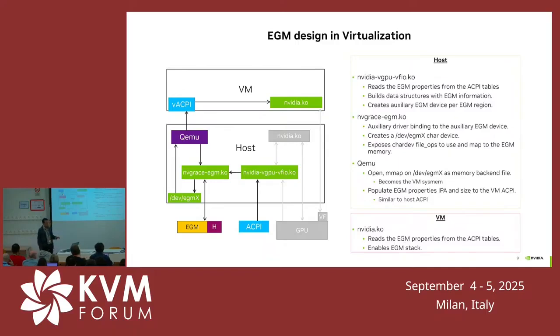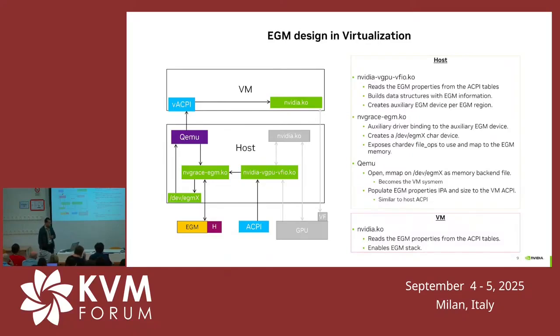So the QEMU would open this device that I just mentioned, right? That would be passed to QEMU as an argument, as a memory backend file argument, right? So when the QEMU is started, it would try to do an mmap, and it becomes a system memory. So it would try to do mmap, which would be handled by the NV Grace EGM module.